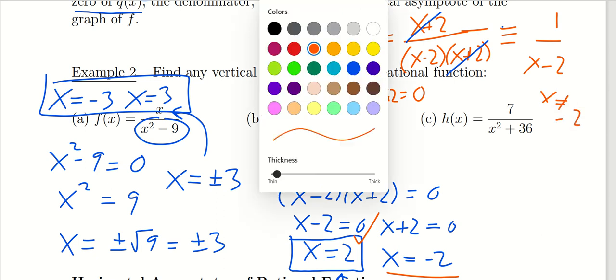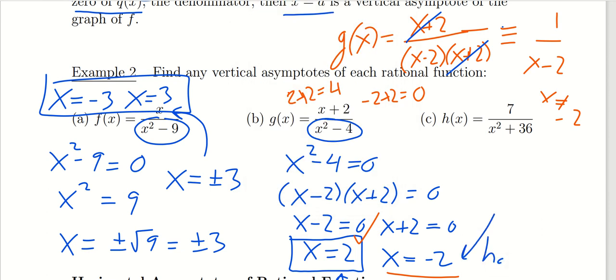Because of that cancellation, what that means is that we have a hole here. So if you were to actually zoom in and look at the graph of g of x, there's not going to be an asymptote at negative 2. Rather, what we would have would be a hole in the graph. Okay. So be very careful here.